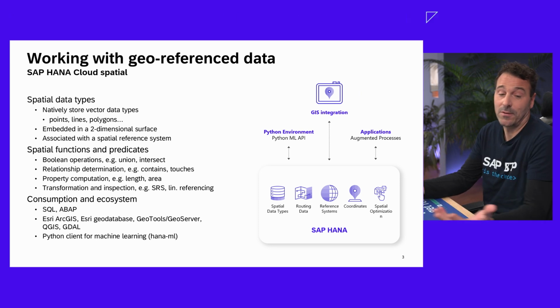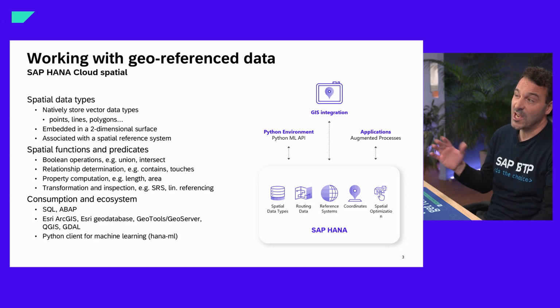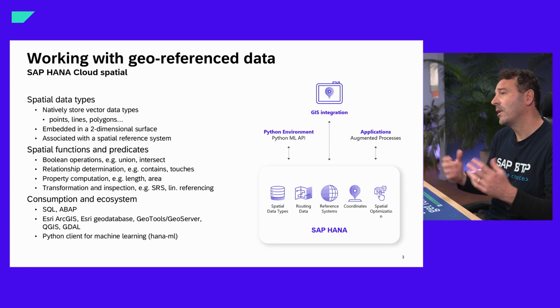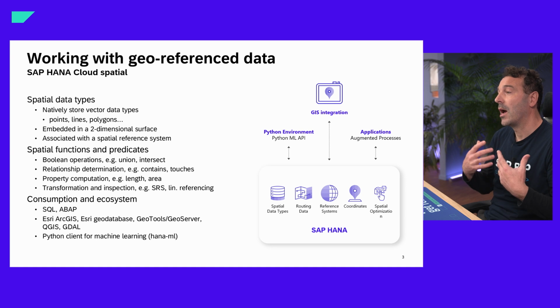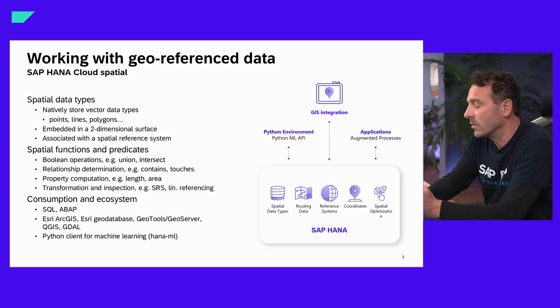Last but not least, if you're looking at the consumption ecosystem, the GIS, the Geographical Information System community out there is pretty large, and there are a set of tools, and there is integration of SAP HANA Cloud and its spatial functions into these tools like Esri ArcGIS or GeoTools GeoServer.